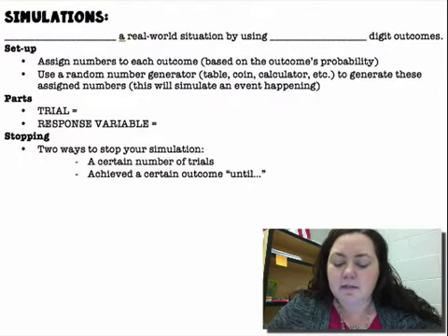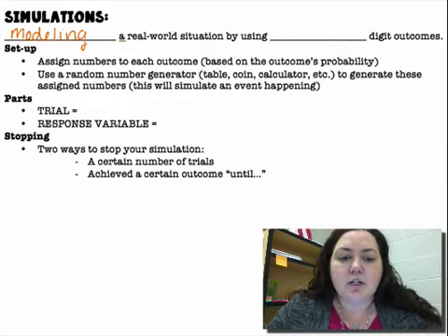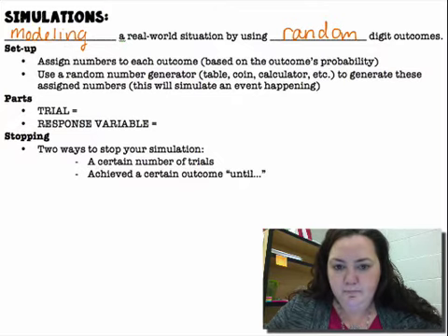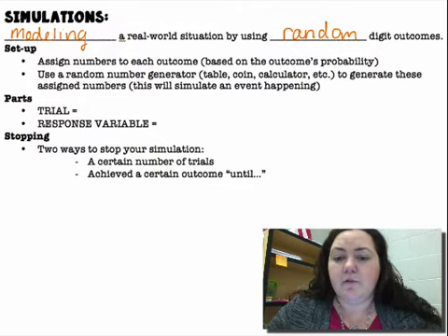Alright, and then a simulation is what we're going to do when we're talking about randomness. A simulation is modeling a real-world situation by using random digit outcomes. So to set it up, we're going to assign numbers to each outcome based on the outcome's probability. We're going to use a random number generator, either a table, flipping a coin, the calculator, whatever, to generate these assigned numbers. These will simulate an event happening.